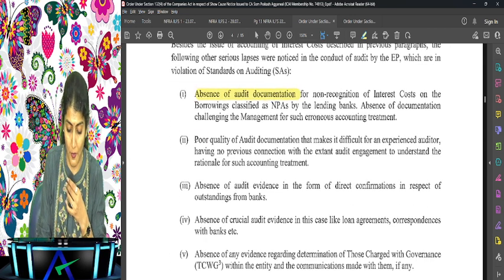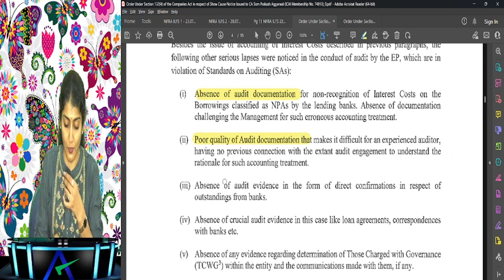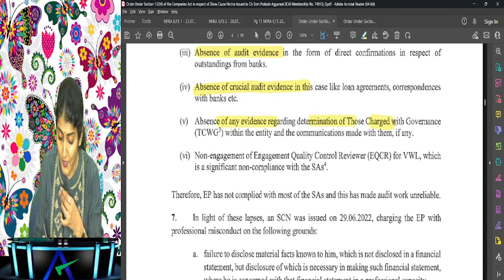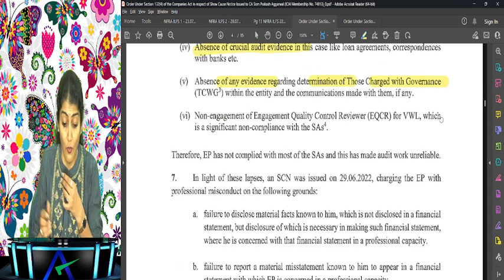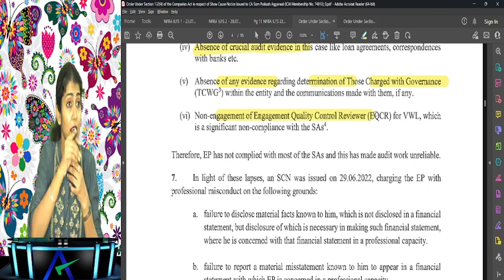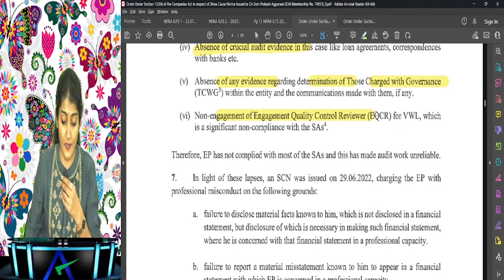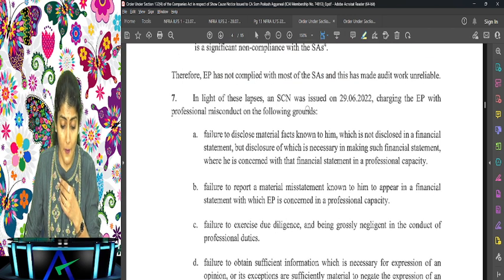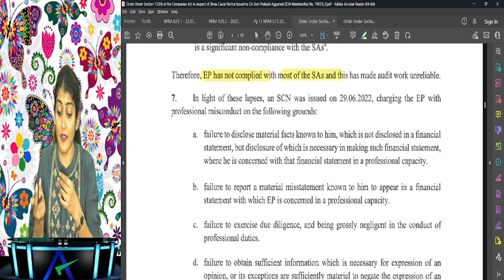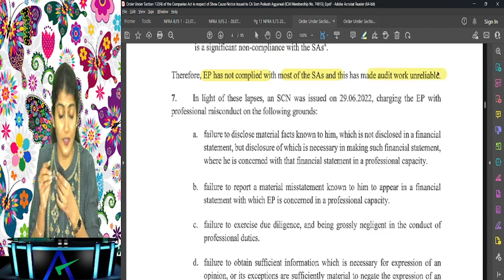Absence of audit documentation, poor quality of audit documentation, absence of audit evidence, absence of crucial audit evidence, absence of evidence of communication with the TCWG, non-engagement of an EQCR. For a listed entity audit, an EQCR is compulsory, right? The engagement partner has not complied with most of the SAs, and this has made the audit work unreliable.